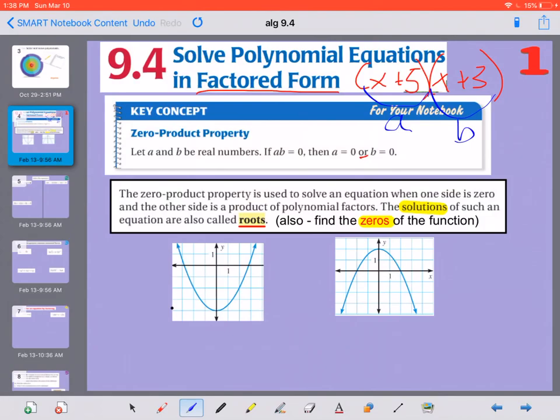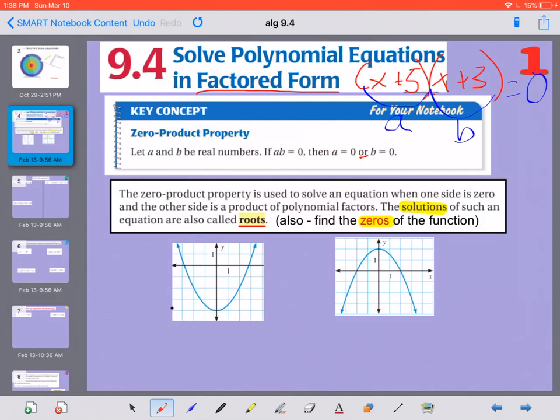So it says the zero product property is used to solve an equation when one side is 0 and the other side is a product of polynomial factors. So we would have x plus 3 times x plus 5 equals 0. That's when we use this property. The solutions of such an equation are called roots. They're also used to find the zeros of the function.